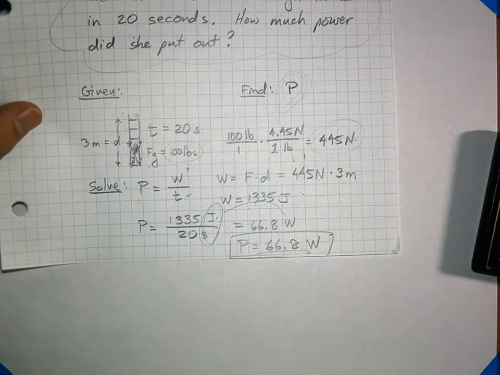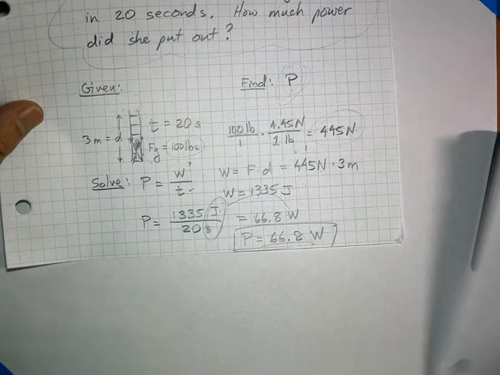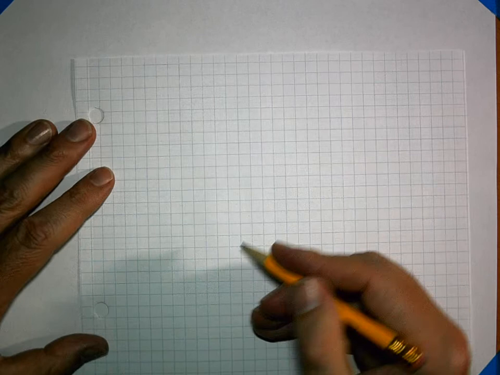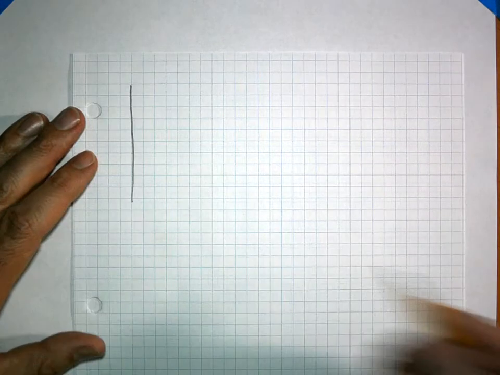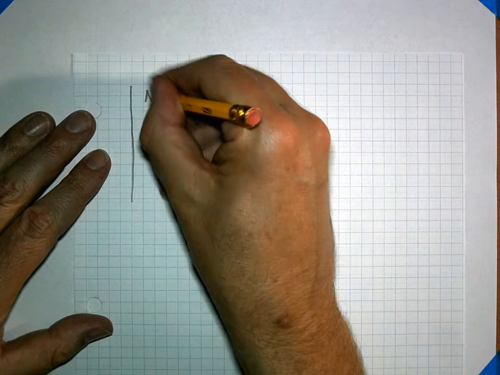Now there's 3 or 4 people in your group. So here's what I would like you to do. I want you to make a table. And in your table, I want you to put the name of the person in your group.